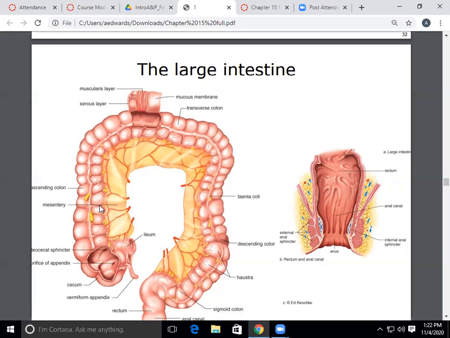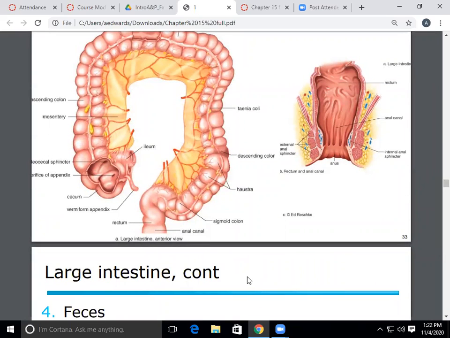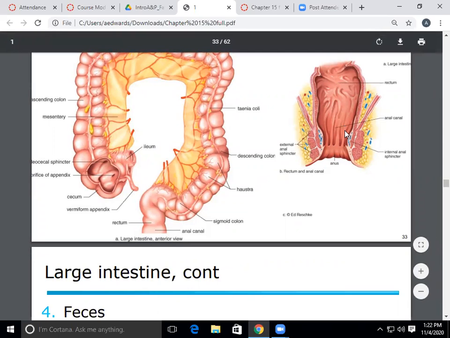So this tissue here is the mesentery. You have blood vessels there. There's your ascending colon, transverse colon, descending colon. This little thin strip here along the midline is taenia coli. These little bumps there are your haustra. There's your sigmoid colon because it's kind of an S shape here. Rectum, anal canal. Okay. Another view, rectum and anal canal. And you've got more sphincters, an external sphincter and an internal sphincter.